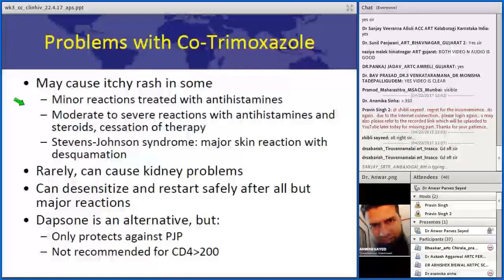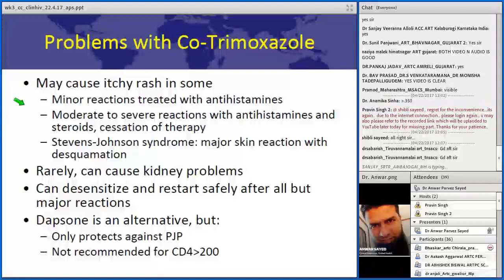But there are some problems with Cotrimoxazole. As I mentioned, one problem is skin reactions. It may cause an itchy rash in some minor reactions. Treat with antihistamines. Now, not every reaction is Stevens-Johnson or will lead to Stevens-Johnson. There can be some minor reactions where you can give antihistaminics like CPM or cetirizine, and that will be fine. But there can be moderate to severe reactions also, where, with antihistamines and steroids, cessation of therapy is required.